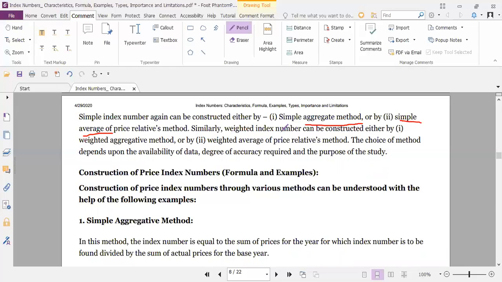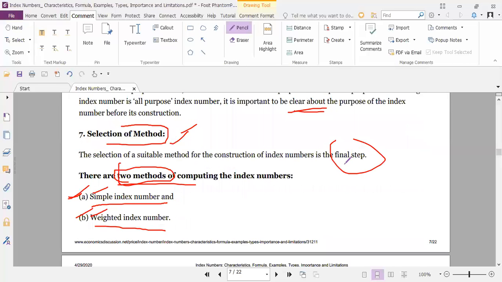Similarly, a weighted index number can be constructed either by the weighted aggregate method or by the weighted average of price relative method. The choice of method depends upon the availability of data, degree of accuracy required, and the purpose of the study. So it's important. The choice depends on availability of data, if the data is available or not, right? Degree of accuracy required, how much degree of accuracy you require, and the purpose of the study. What is the purpose of the study? All these things you need to keep in your mind while selecting a method for constructing an index number.